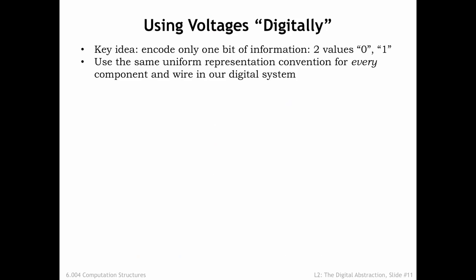The key idea in using voltages digitally is to have a signaling convention that encodes only one bit of information at a time. In other words, one of two values, 0 or 1. We'll use the same uniform representation for every component and wire in our digital system. It'll take us 3 attempts to arrive at a voltage representation that solves all the problems. Our first cut is the obvious one.